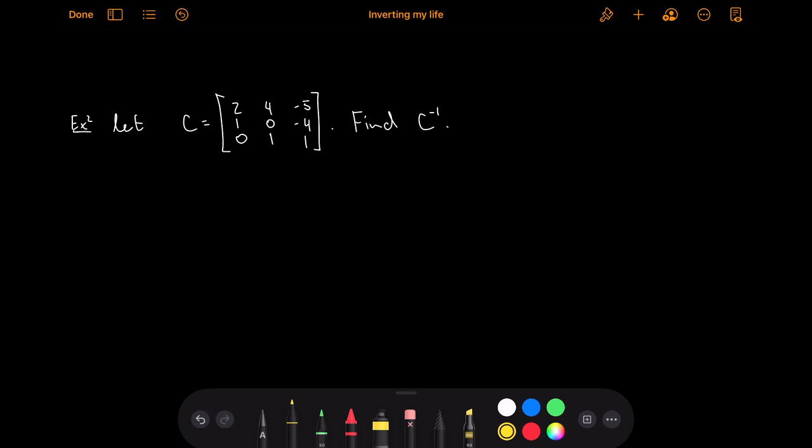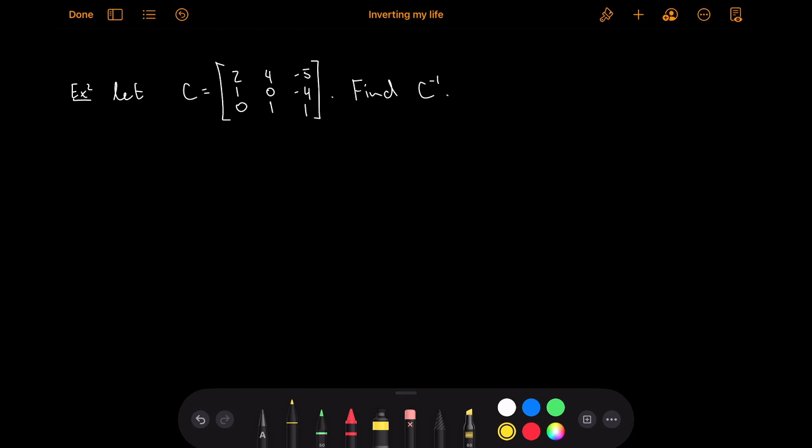So for the second example, we're going to let C equal [2, 1, 0; 4, 0, 1; -5, -4, 1]. And we have to find its inverse, which is denoted as C to the -1. Remember, that's another way to write the inverse of a matrix. And so we have to put this in an augmented matrix. If you remember from the video, the left side would be the original matrix, and the right side would be its identity.